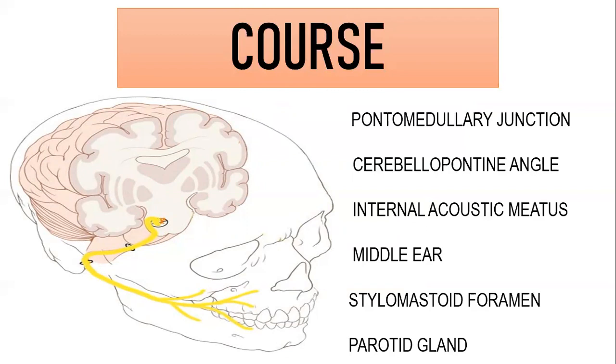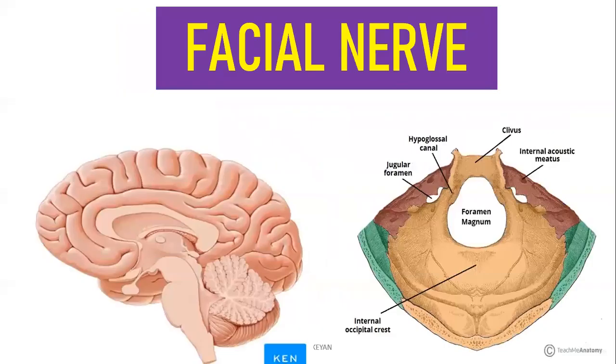So first we will study the pontomedullary junction. How will you start writing? I told you that you will write in the form of a flow chart. The first thing is that the nerve arises from the pontomedullary junction, which means in your brainstem, between your pons and medulla. This is your cerebellum. The first point you will write: the nerve originates from the pontomedullary junction.